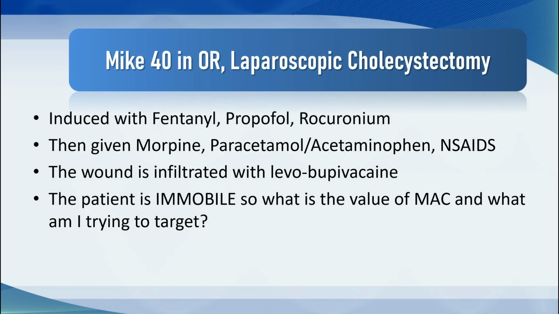Now let's see how these data translate to MAC in the real world. Mike is 40 years old. He's in the operating room undergoing laparoscopic cholecystectomy. He was induced with fentanyl, propofol, and rocuronium, and then given sevoflurane and oxygen. During the operation, he was given morphine, paracetamol, that's acetaminophen, and non-steroidals. The wound is infiltrated with levobupivacaine at the beginning. So the patient is immobile. What is the value of MAC, and what am I trying to target?